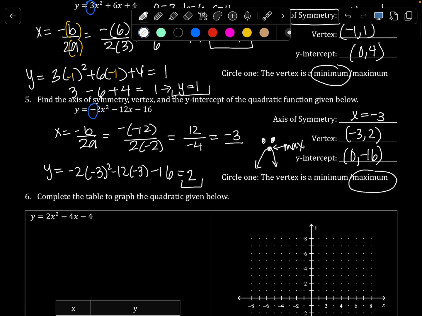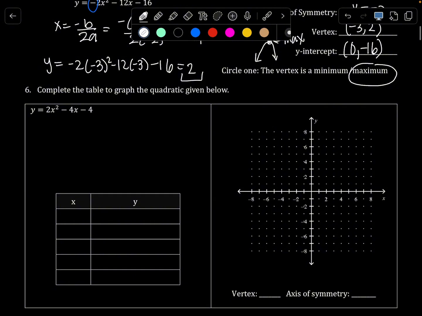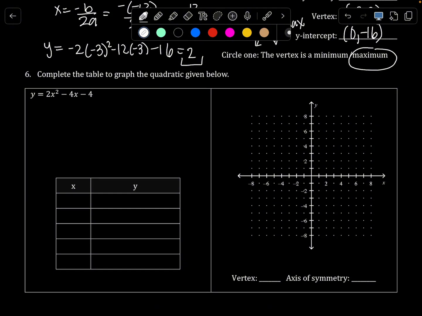Okay, so hopefully you guys were able to get those questions right. Number 6, this one is just graphing. Same thing, I would write this on my flashcard. Use x equals negative b over 2a. That's always how you start it. You start by finding the x coordinate of your vertex, then the y coordinate of your vertex.